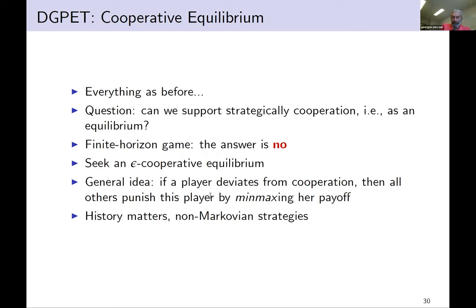So here the idea is that if a player is deviating from cooperation, all other players will punish this deviator by minimaxing her payoff. So this is a kind of pre-play arrangement, and this is what has been done in all this literature on cooperative equilibrium. Now, here, what is important to note is that history is going to matter. So it's not only what is happening at the actual state. So what we are going to use are non-Markovian strategies.